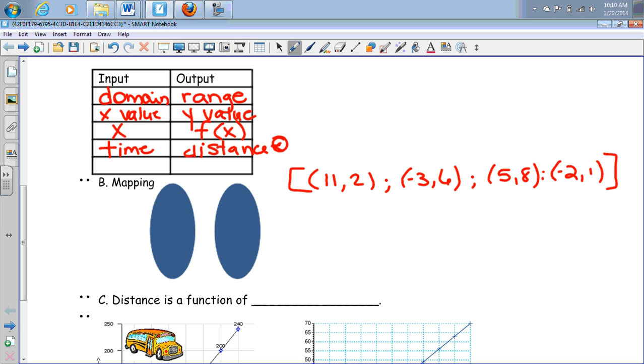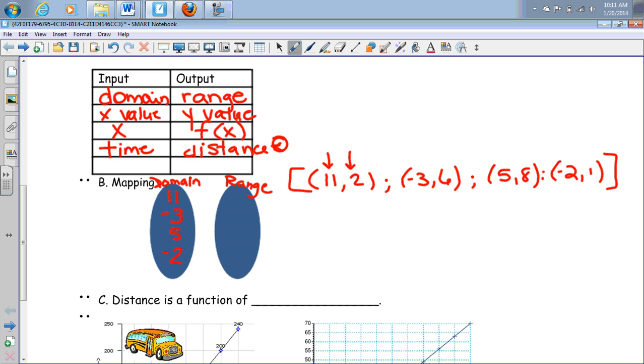Domain is the first, the X, range is the Y. And so when you get ready to map, you label domain, range. And we put all the domains in the domain section. So that's your X value. So that's 11, negative 3, 5, negative 2.